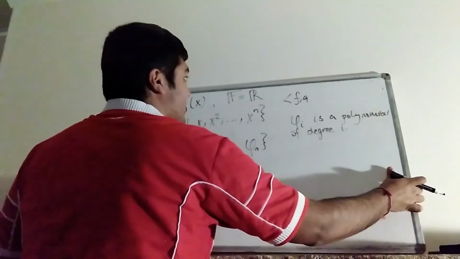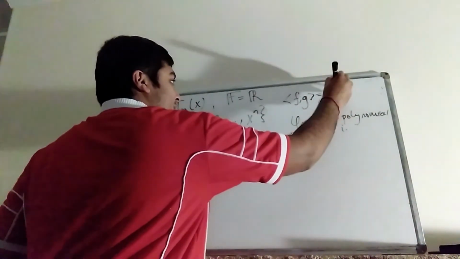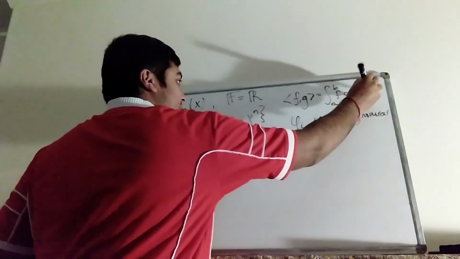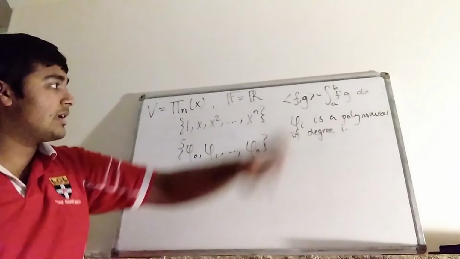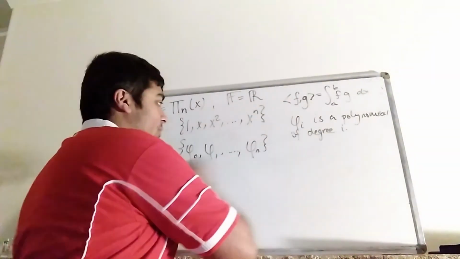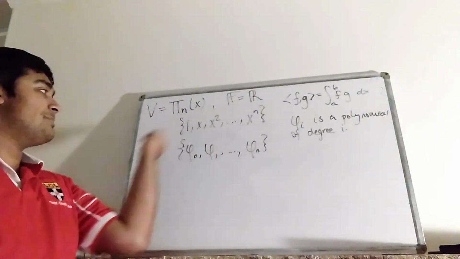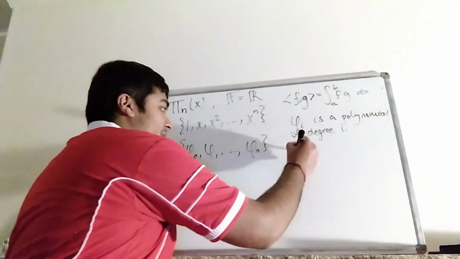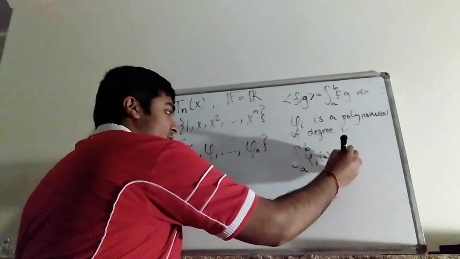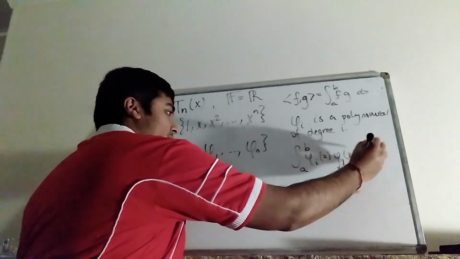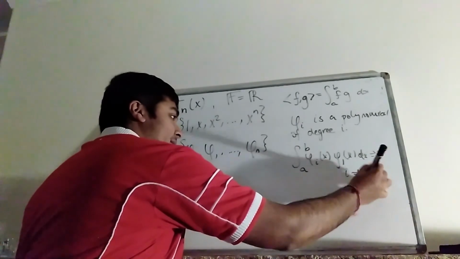⟨f, g⟩, sorry my whiteboard is being very shaky today, ⟨f, g⟩ is going to be the integral from a to b of f of x times g of x dx. Okay, remember we showed that this was an inner product in the first video. That's the inner product we're going to be using, and by deriving, using the Gram-Schmidt orthogonalization process, going from this basis to this basis, we have that the integral from a to b of phi i of x times phi j of x dx equals 0 whenever i does not equal j.